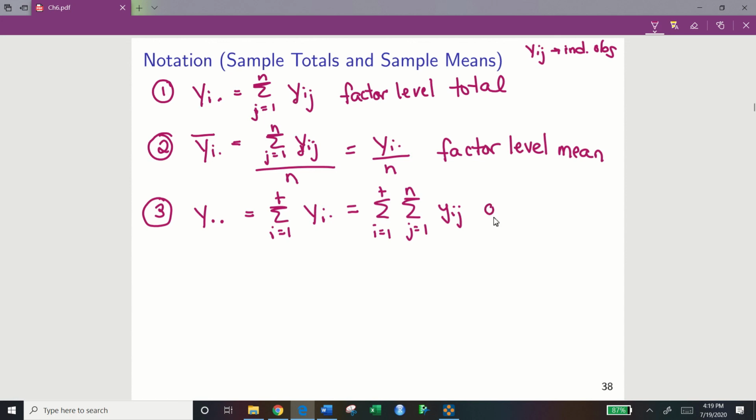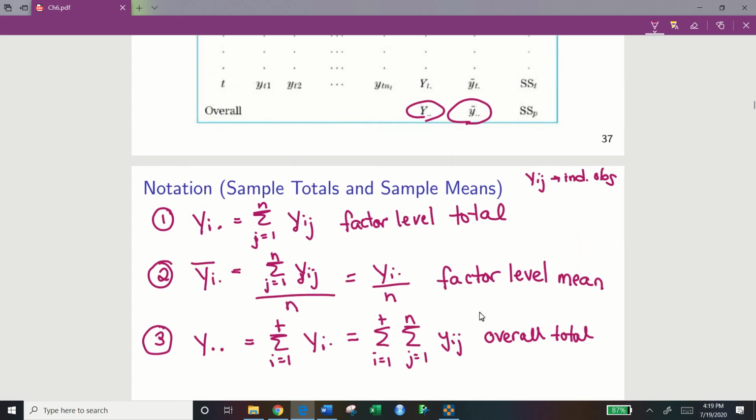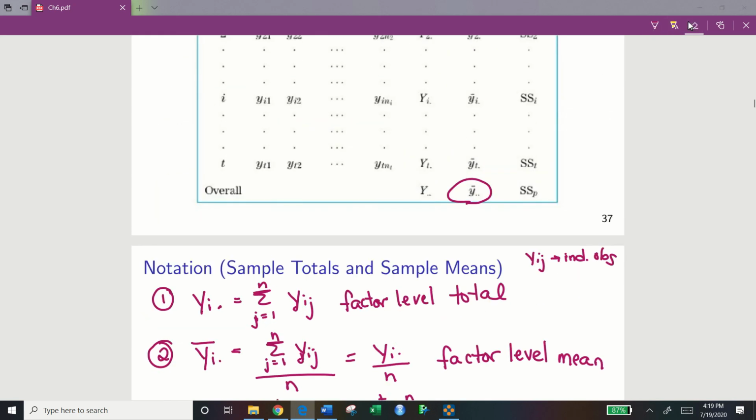And again, this is our overall total. Sometimes you'll hear me refer to them as grand totals instead of overall totals. Those are synonyms. And so we can find our third notation here at the bottom.